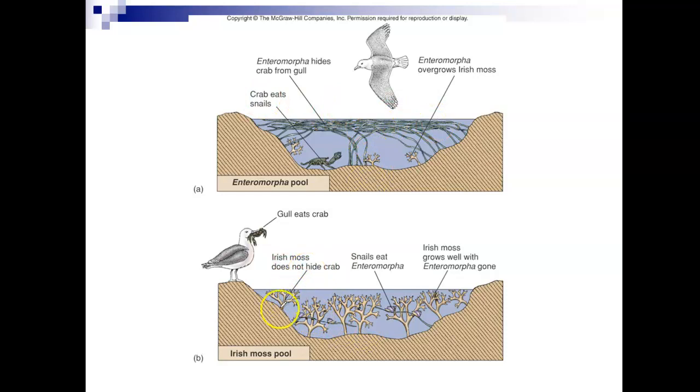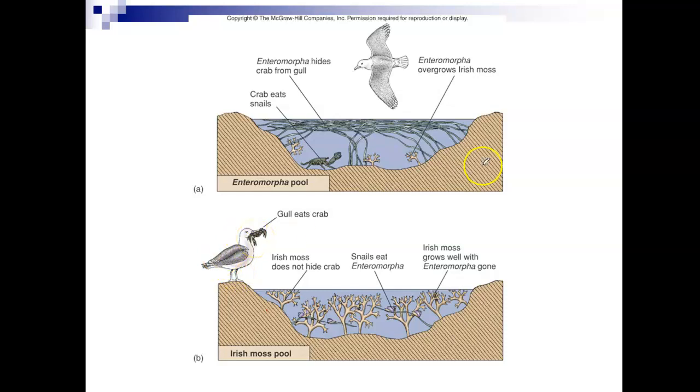And then because the crabs are being removed by the gulls, there are fewer crabs to eat the snails. The snails can then feed on the Enteromorpha and overgraze it, and that leaves more space for the Irish moss. So again, a really interesting story in terms of how you end up with these Enteromorpha pools and these Irish moss pools in this same environment in New England. And again, a very simple food web, where the periwinkle snails feed on the Enteromorpha, the green crab feeds on the periwinkle snails, and the gull eats the crab.